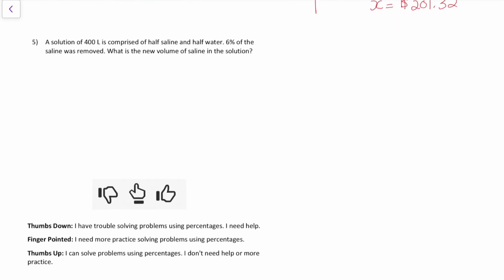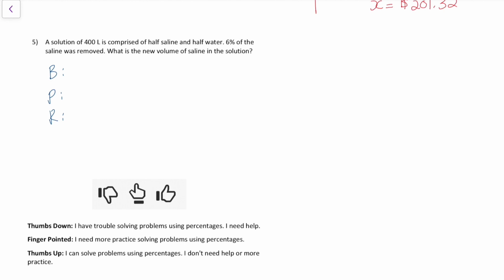Okay. And finally, a solution of 400 liters is comprised of half saline and half water. 6% of the saline was removed. What is the new volume of saline in the solution? So there's a couple ways you can solve this question. You can either figure out how much is 6% and subtract it, or you can go right to the final answer of how much the new volume is. But either way, we need to figure out what our base is.